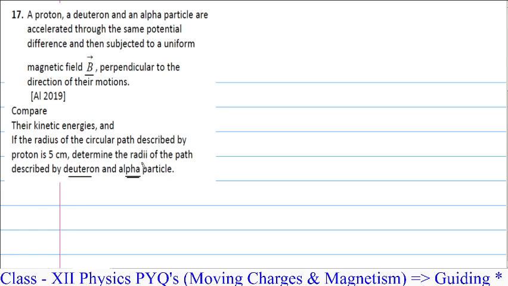So, first thing is that we'll first try to compare their kinetic energy. So how will we compare the kinetic energy? First of all, you have to find out the kinetic energy, and after that, we'll take their ratio. By taking their ratio, you can compare. So how will you get that? Before that, try to understand the question first, what it is trying to say.